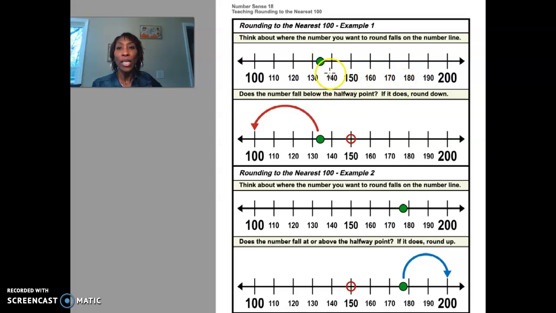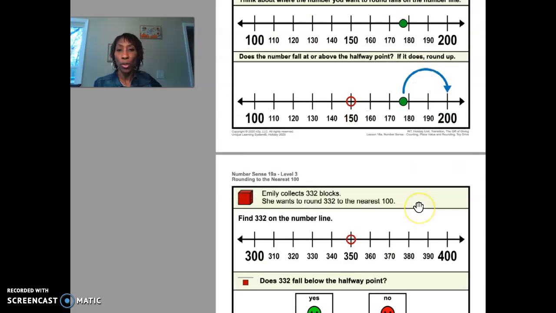The first thing you do is locate the number that they're asking you to round on the number line. Look at the middle number, which is always between one hundred and the next hundred. You find that number and you say, is that number below your middle number? If it is below your middle number, you always round down. If your number is higher or above your middle number, then you always round up to the nearest 100.